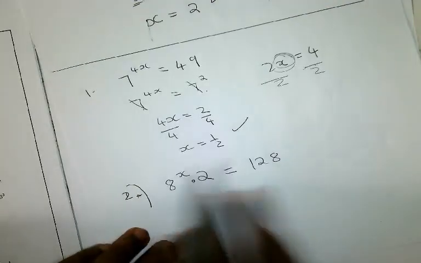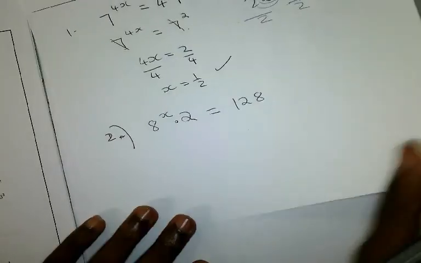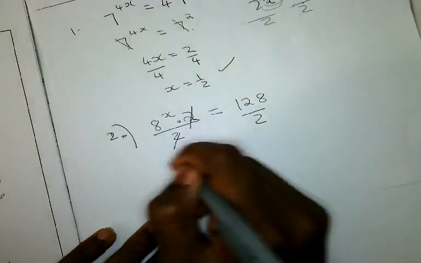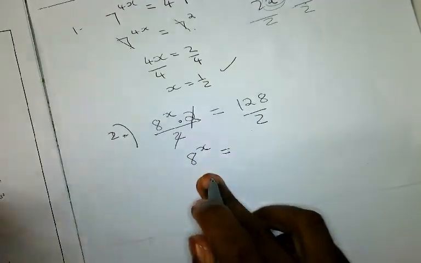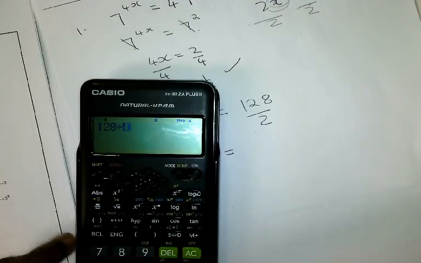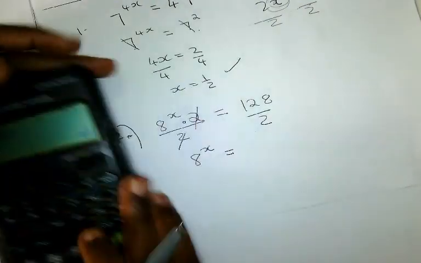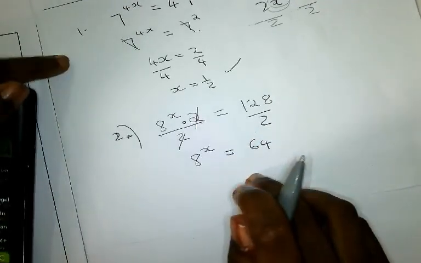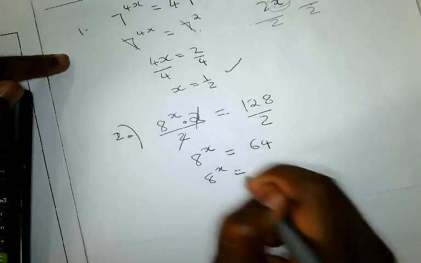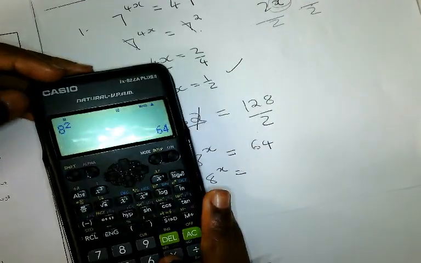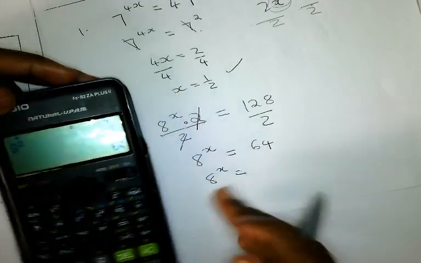That side, half of 128 is 64. And if I can see it, in this case 8^x, I know 8 squared will give me 64. So I don't have to really change to prime base. You can change to prime base, but if you can see that 8 squared will give me 64, meaning the value of x is 2. Can you all see it?